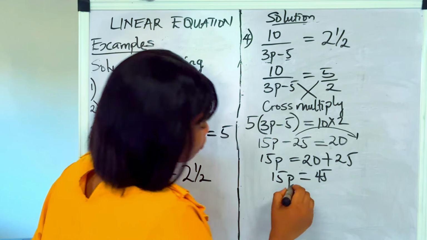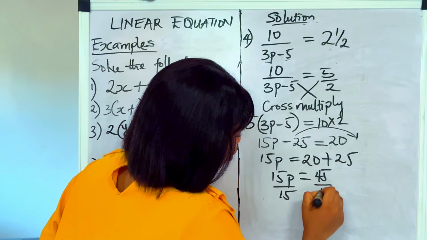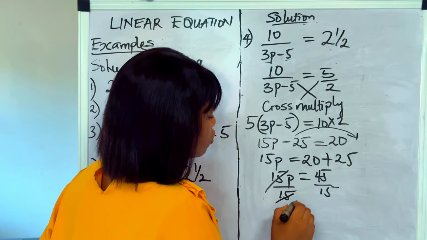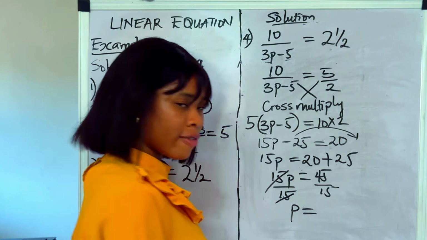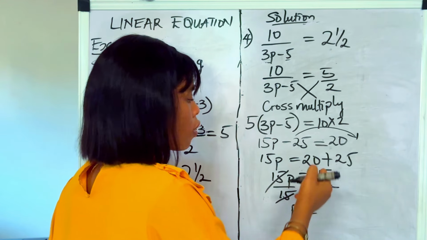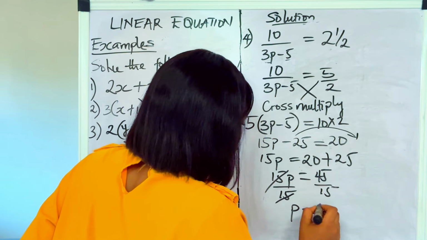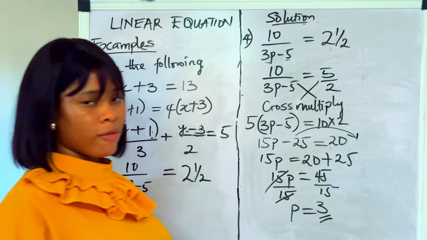What do we do from here? Divide both sides by 15. 15 cancels 15. p is left alone. So we have p is equal to 45 divided by 15 gives us 3. And that's our final answer.